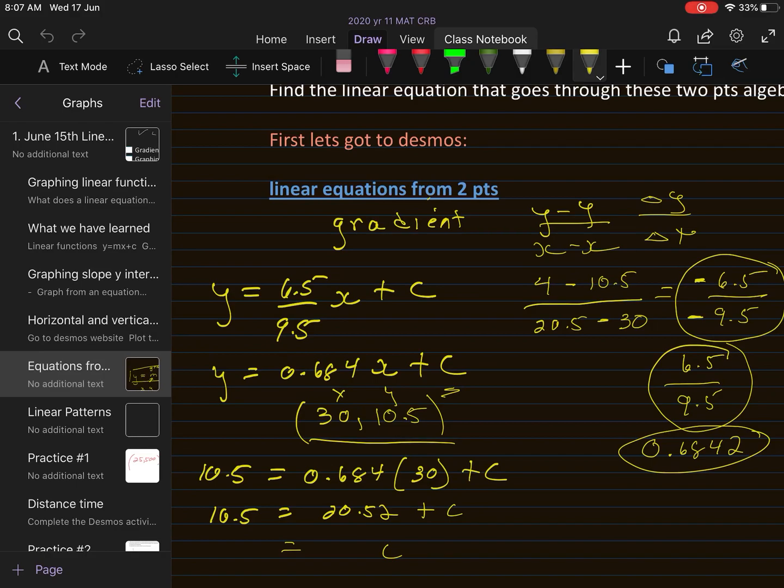And so c is just going to be 10.5 minus 20.52, which is negative 10.02. All right, so now we've got an equation that is y is equal to, not very friendly, 0.684 x, and then it's minus 10.02.